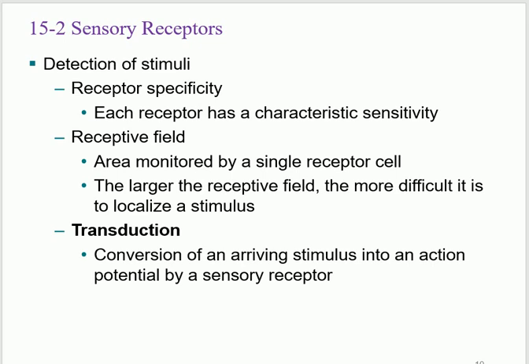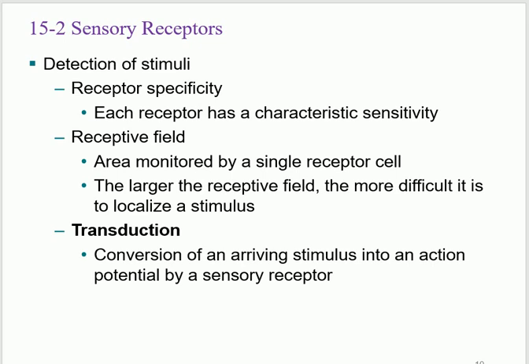Receptors are specific. This receptor is responsible for touch and pressure, for example. This receptor is responsible for vision. So these receptors are specific, so there is specificity, and they have a certain degree of sensitivity. What determines the degree of sensitivity? The receptive field.